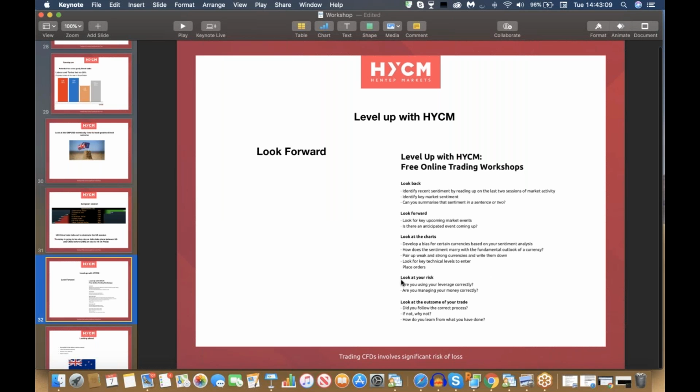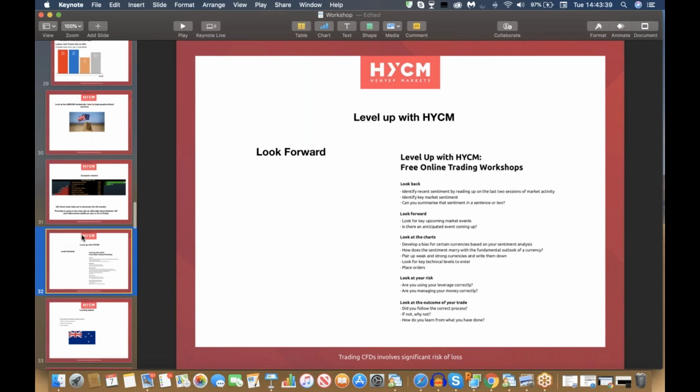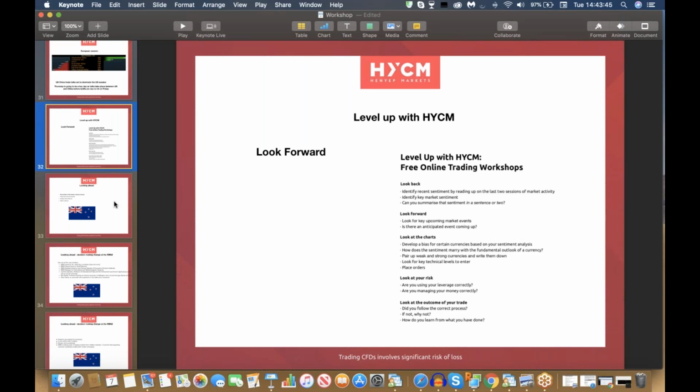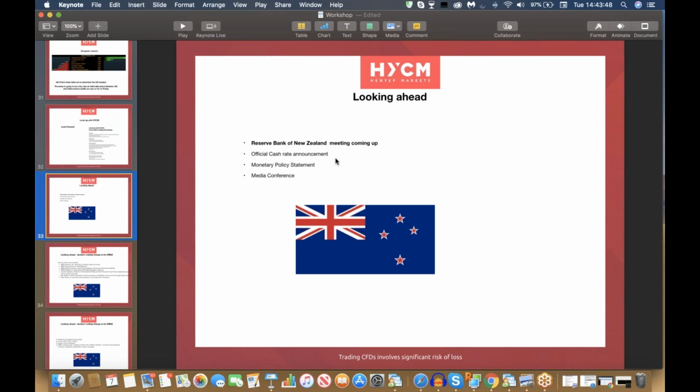So looking forward, we've already looked back. We've seen the recent sentiment in the market. We've got the key market sentiment. We can see that we're potentially in a risk-off environment. The market is sensitive to risk. We can see that we are having some temporary Australian dollar strength on the back of the Reserve Bank of Australia. That's unlikely to last. We can see we've got some yen strength, dollar strength, Swiss franc strength. Now we're looking forward. Let's look at the most interesting upcoming data. And we've got the Reserve Bank of New Zealand rate meeting coming up.